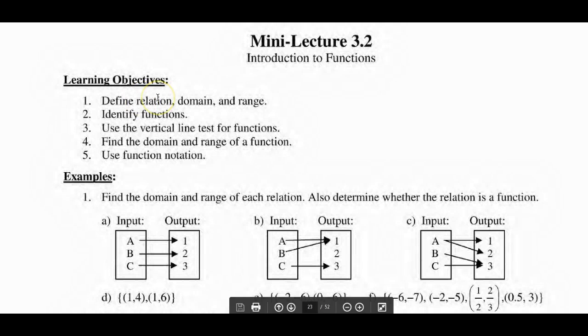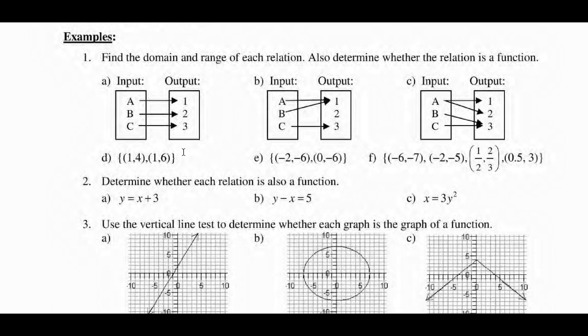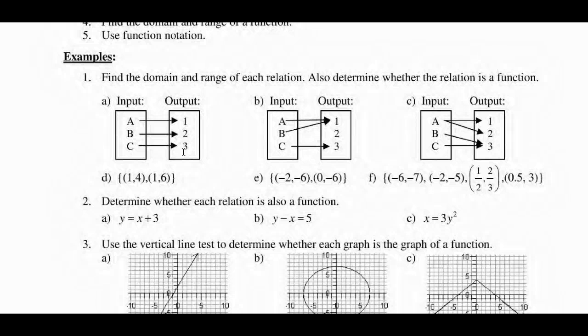As we go on to the mini lecture, we will cover basically the same objectives, again, a little more thoroughly in our textbook. This is just to get the flavor of it. So as we go on to example 1, we're asked to write the domain and range of each relation.